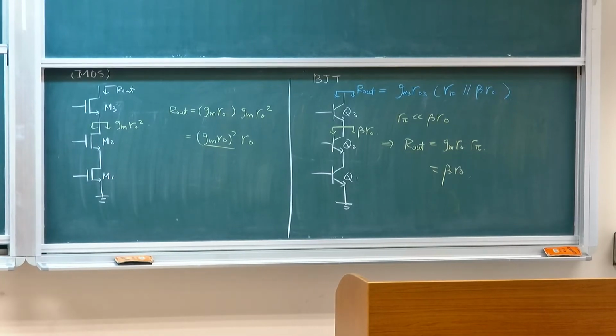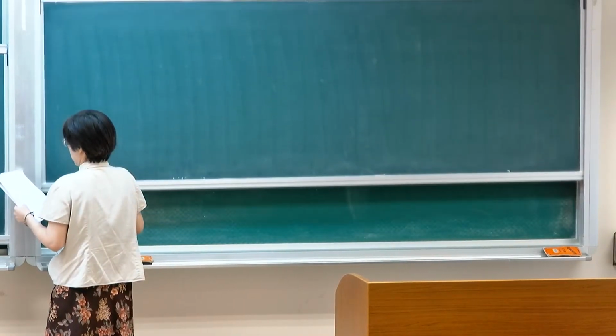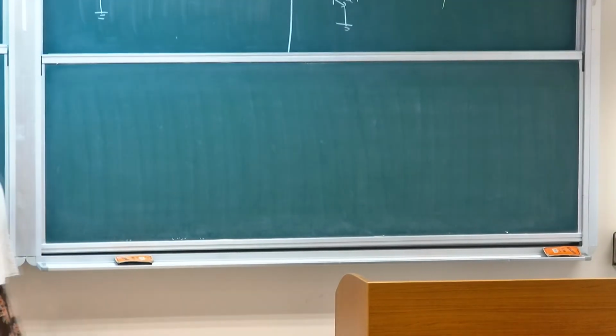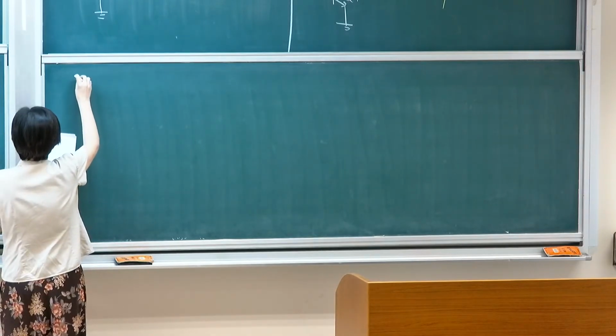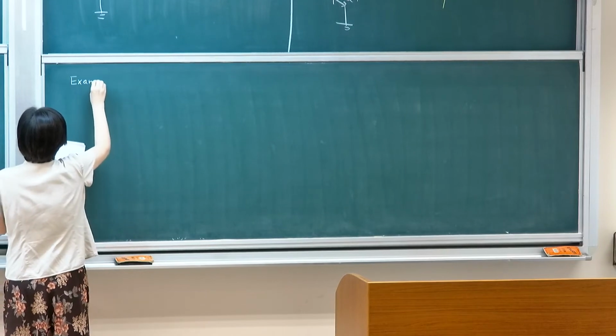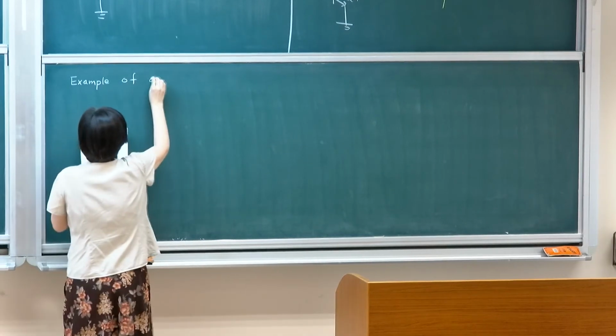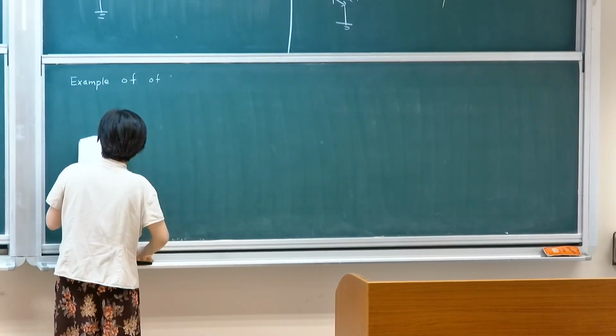So let's go through 2 examples for us to understand the design of a cascode amplifier. What are the limitations? So once again, if I'm doing this, okay.